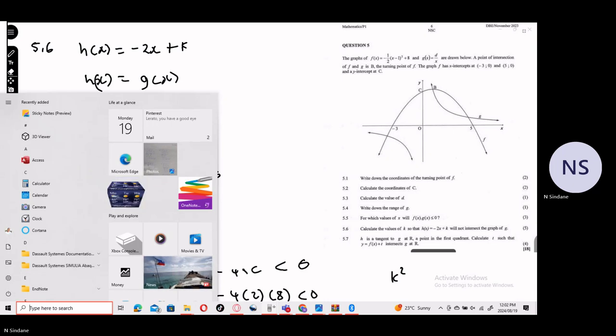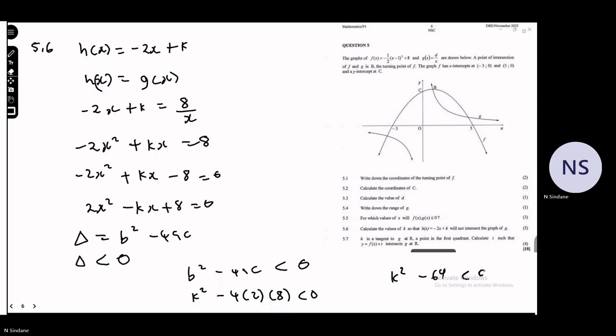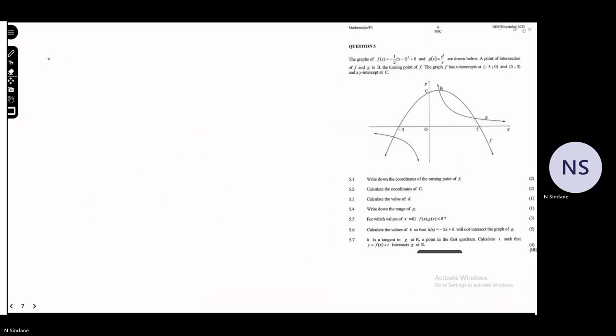Okay, this is negative, it's going to be 8 times 8, which is negative 64, less than 0. Factorizing, (k - 8)(k + 8) is less than 0. Then we can see that when (k - 8)(k + 8) is less than 0, k is less than 8 and k is greater than negative 8. So we have k greater than negative 8, k less than 8.